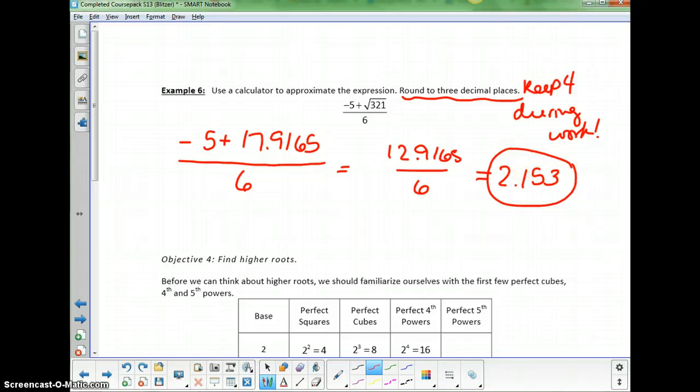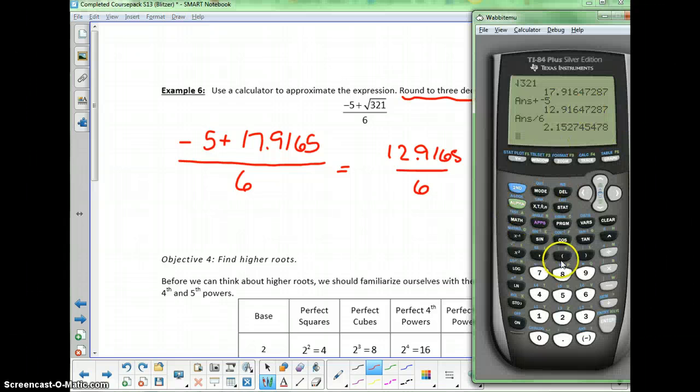Now we could also have done that in one line, so let's go back and try that again. If I use my parentheses, I can type the negative 5 plus the square root of 321. Hit the right arrow key to get out of your square root, then close your parenthesis, then divide by 6. So let's check that our decimal places match up. They do, because I kept so many places earlier, it matches up exactly right there, so that's good.